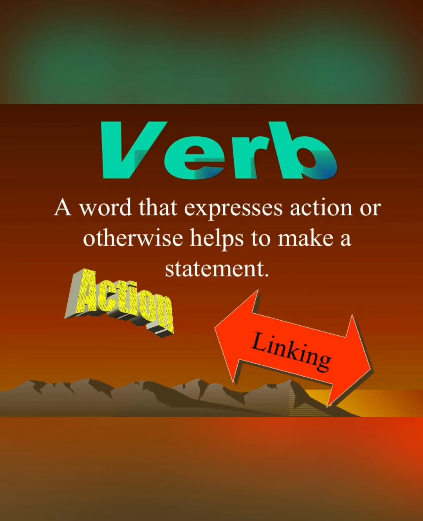Or we can say in simple words that verbs are the words that express action or otherwise help to make a statement with action or with linking words. Basically, linking words make a statement by connecting the subject with a word that describes or explains it. For example, he has been busy. And the second kind of verb, the action verbs, basically express mental or physical action. For example, he rode the horse to victory.